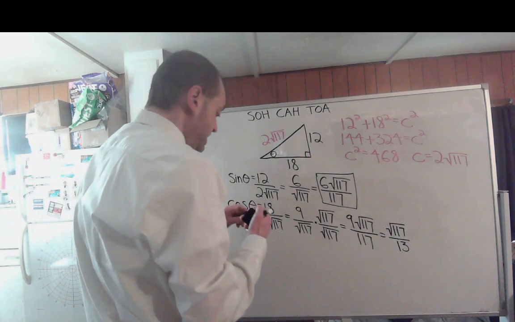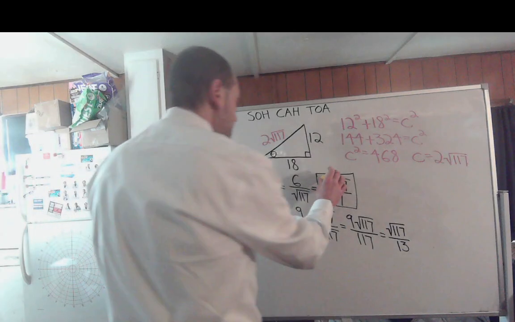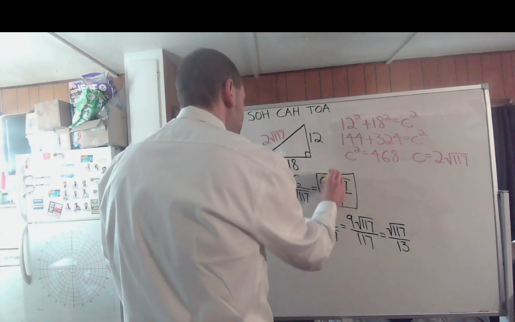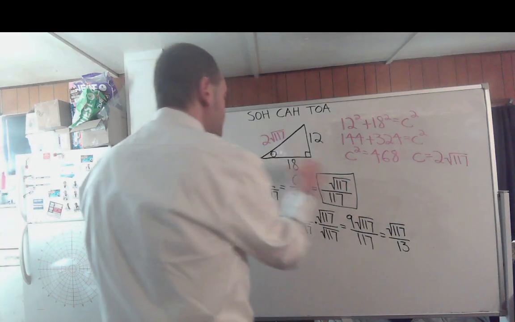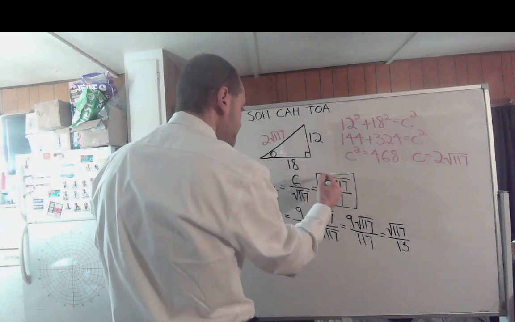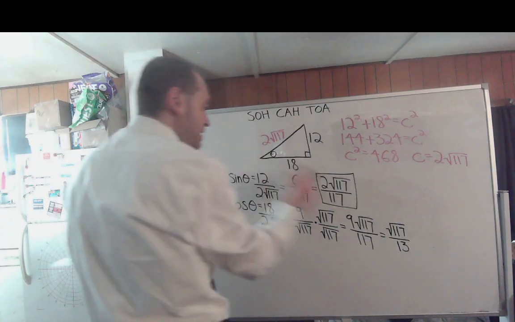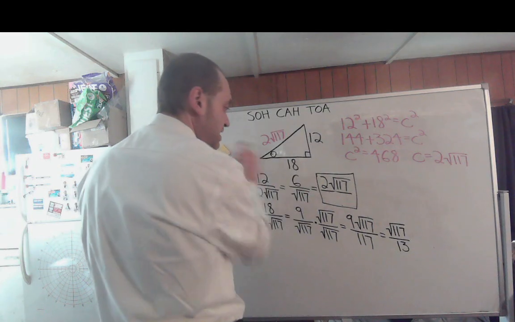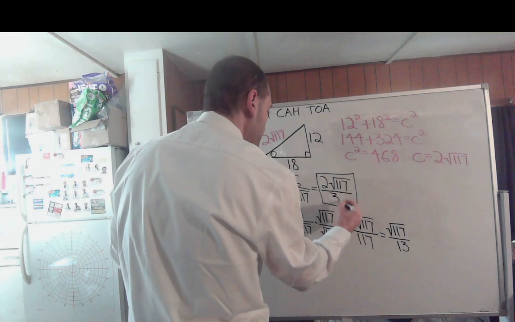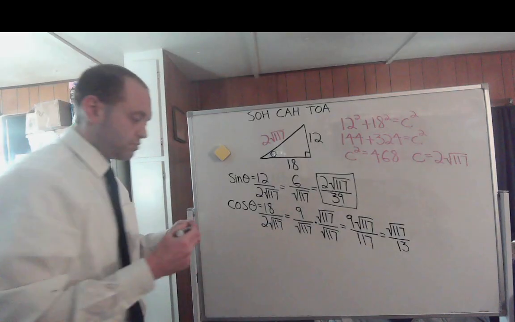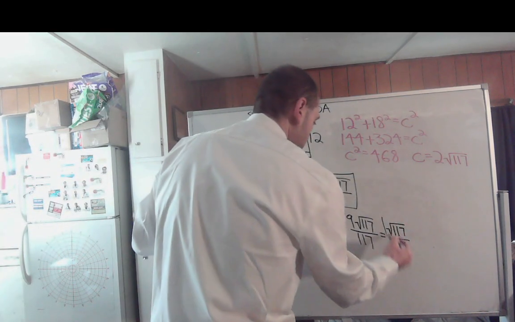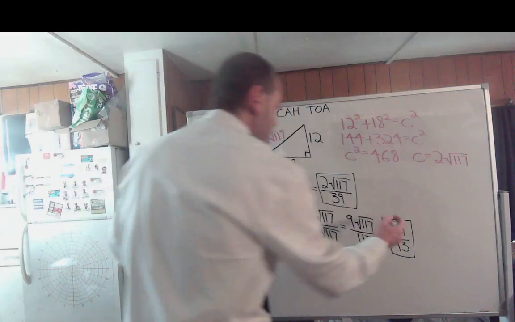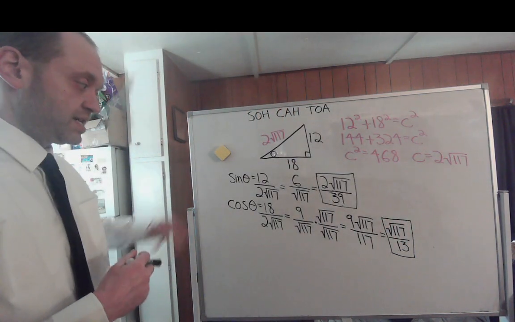Now, 6 and 117 have 3 in common, so really that should be 2 over 39. So that sine actually reduces into 2 times the square root of 117 over 39. That would really be the full reduced form. Then your cosine is the square root of 117 over 13.